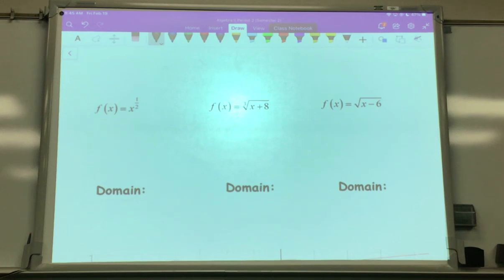Okay? Of those three, will they have restrictions? All three of them? Which one or which one or two, whatever, which ones have restrictions actually? The square root of x minus 6, that'll have a restriction, yep.